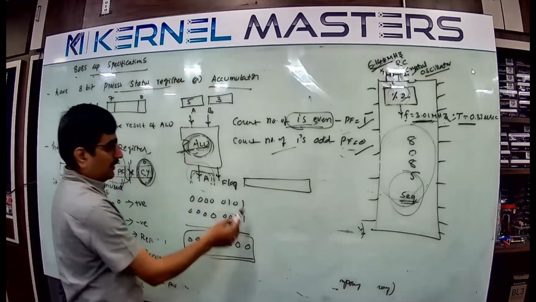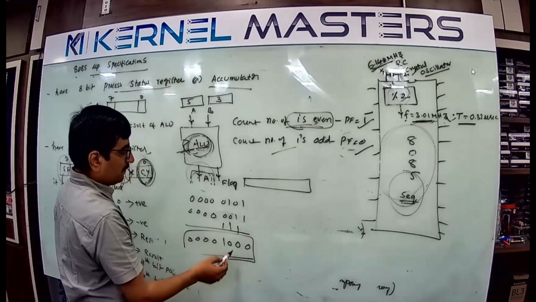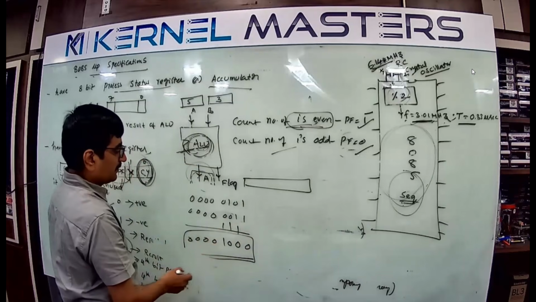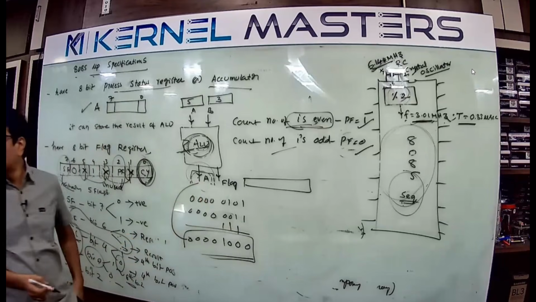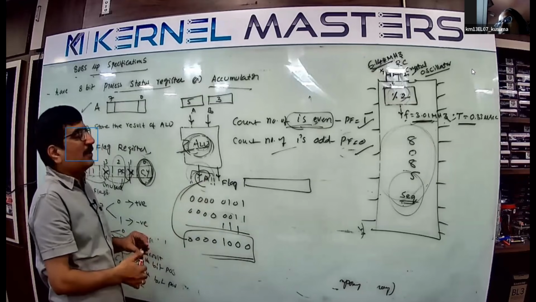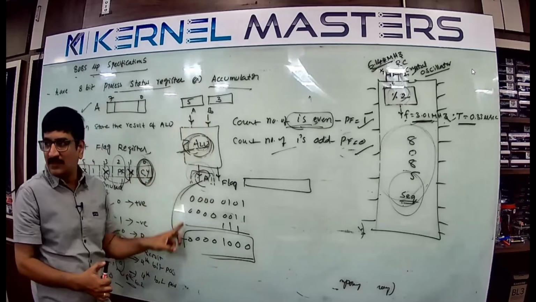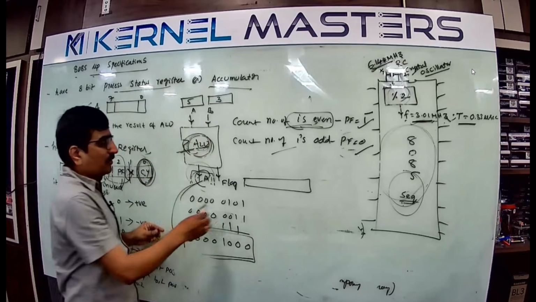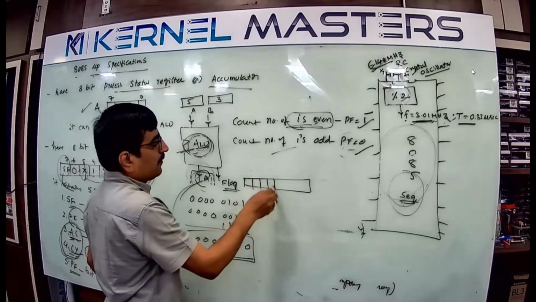1 plus 1 is 1, 0. Okay, correct now? Where can you see the result? In the accumulator. The ALU input is A and B. After the ALU, the result is in the accumulator, and you can also check the result in the flag register.